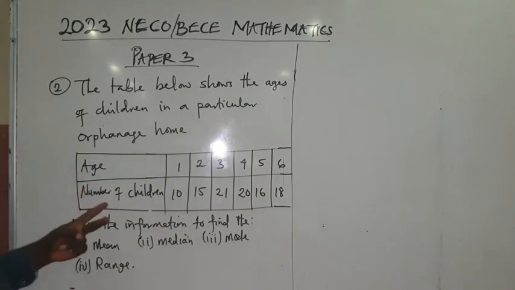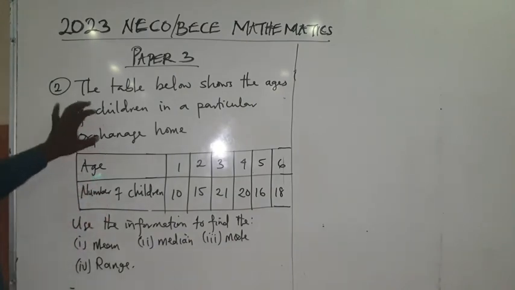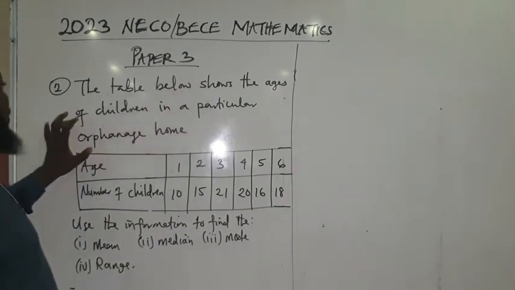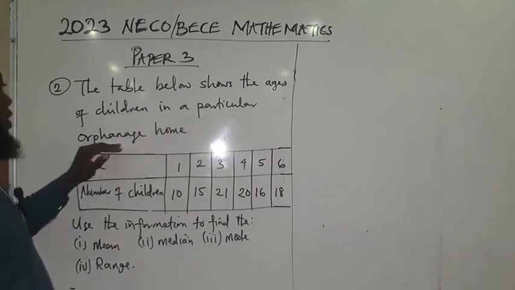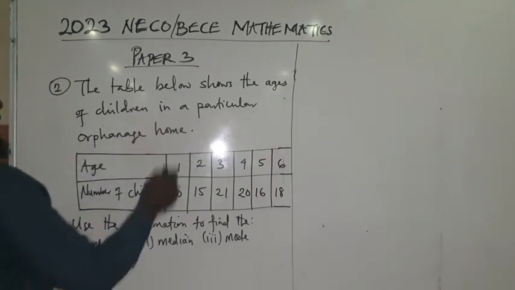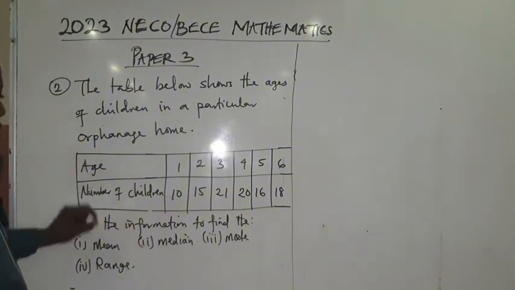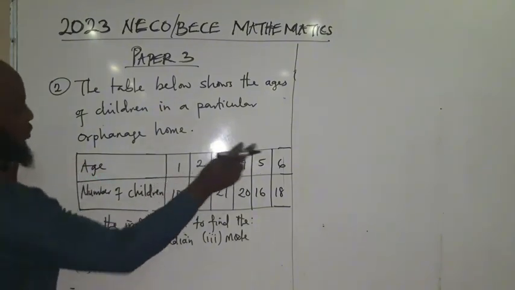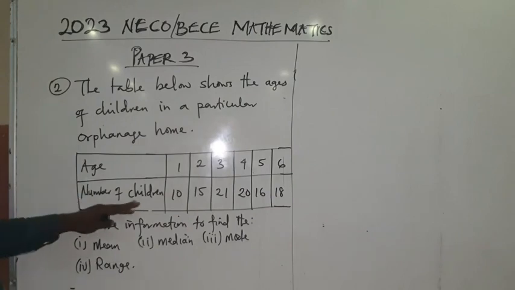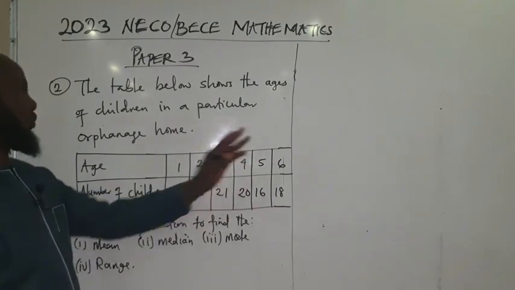So you know I said we have 2 questions there. The table below shows the ages of children in a particular orphanage home. Now we have the table here. This is the age, number of children. So age 1 to 6, then number of children we have 10 and so on and so forth.